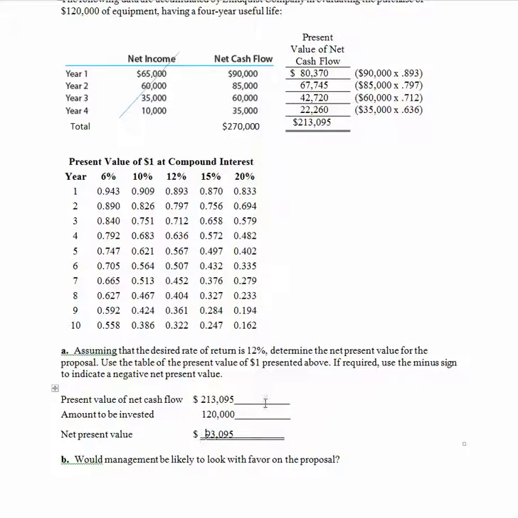Now, what does this tell us? Here's how I think about it. If this project were paying 12%, we would have to invest $213,095 today to have these cash flows in the next 4 years. But this piece of equipment, we can do the same thing with only investing $120,000 today. We're going to get these net cash flows with only a $120,000 investment today.